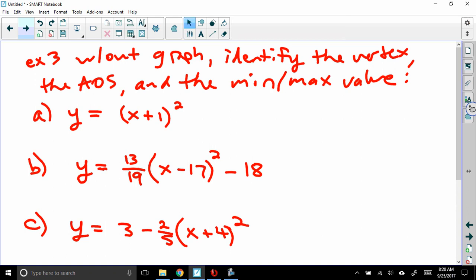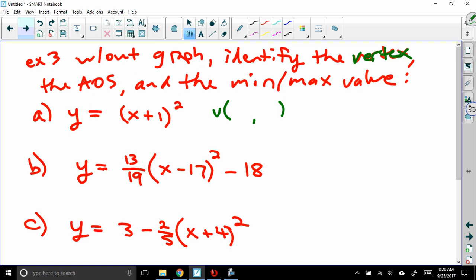So I'd like us to try to identify the vertex, the axis of symmetry, and the minimum or maximum value for each. So I guess to be consistent with this, when we talk about the vertex, I'll go ahead and put that in green pen here, the vertex. Anybody think they got number A, the vertex? What do we got? -1, 0. Nice, good job.